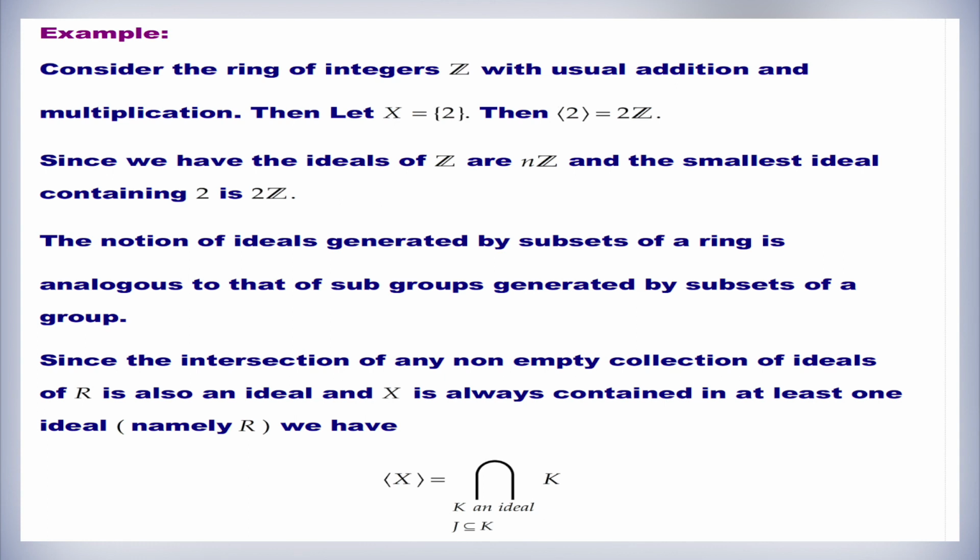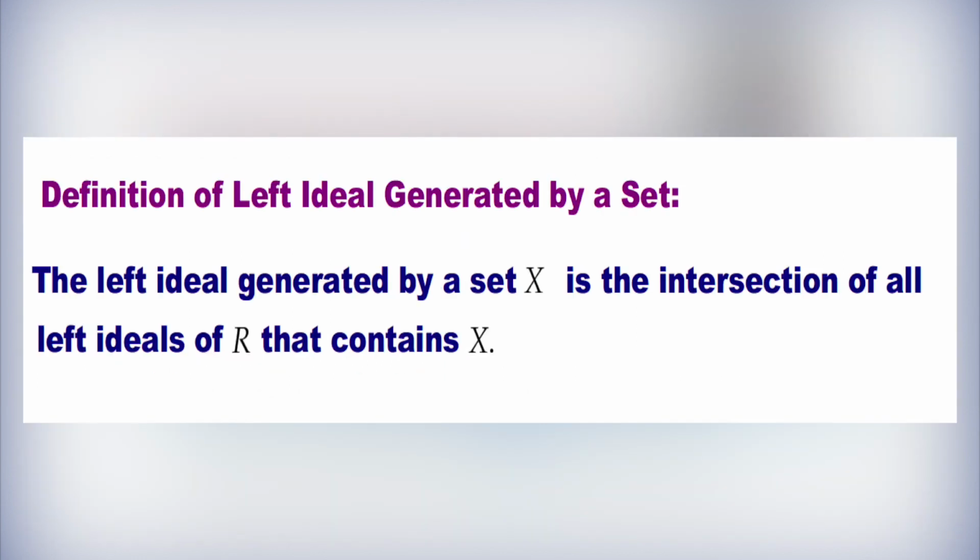The notion of ideals generated by subsets of a ring is analogous to that of subgroups generated by subsets of a group. Since the intersection of any non-empty collection of ideals of R is also an ideal and X is always contained in at least one ideal, namely R, we have the ideal generated by X is equal to the intersection of all ideals K such that K contains X. The definition of left ideals generated by a set: the left ideal generated by a set X is the intersection of all left ideals of R that contain X.